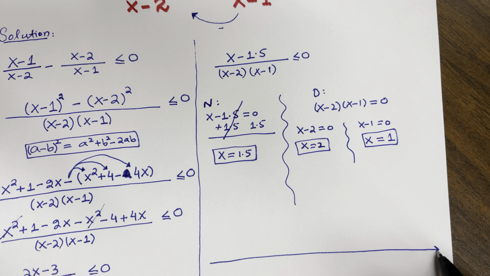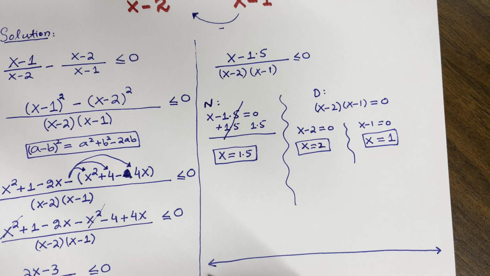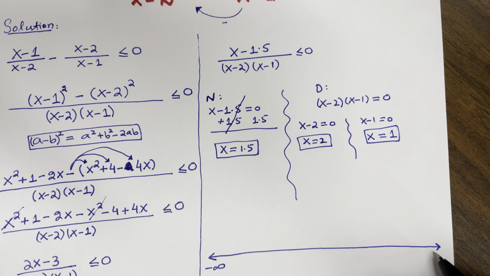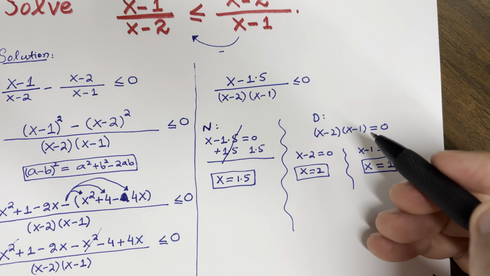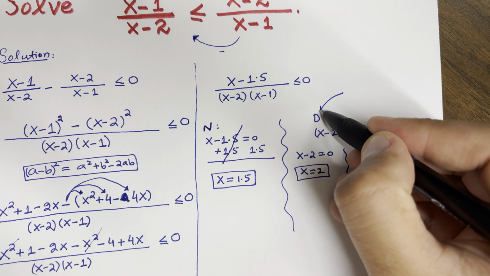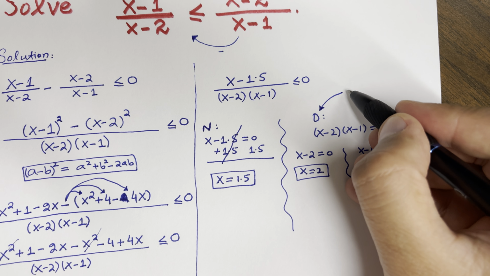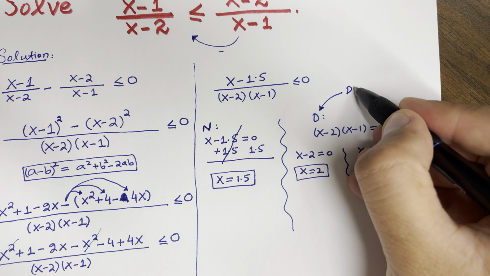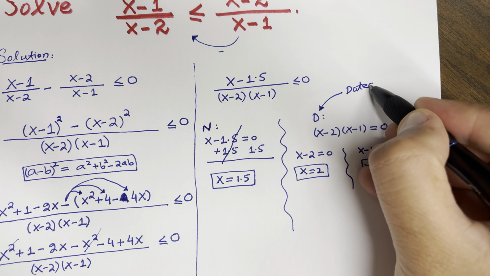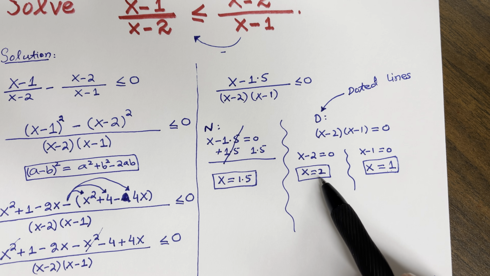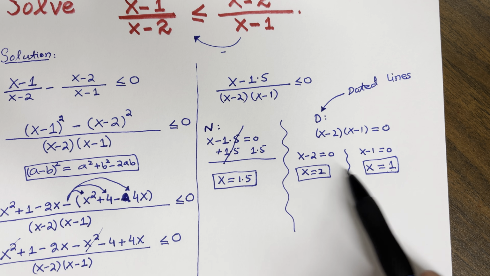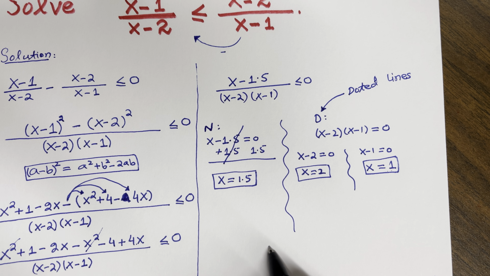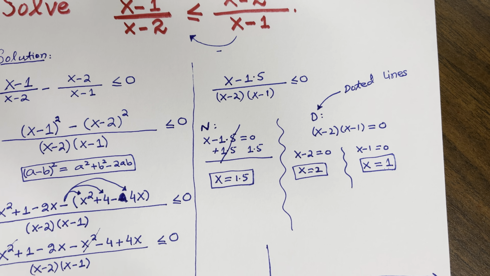So how can we plot the boundary values? We have a number line from negative infinity to infinity. For the values on the denominator, you need to plot them with a dotted line. So we had 1, 2, and 1.5. The smallest value among these three is 1. So I will use a dotted line here. x is equal to 1. Oh, sorry, dotted line, I mean the dotted line.